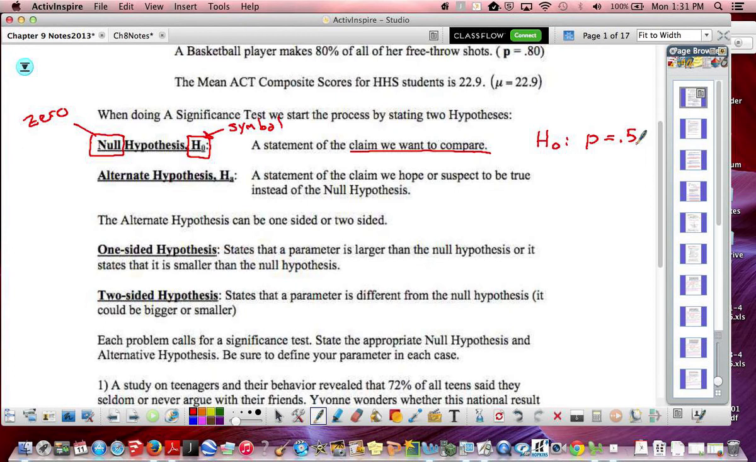Now the alternative, H sub A, that's the symbol for alternative, is a statement or claim we hope or suspect to be true instead of the null hypothesis. So we might suspect, hey, this coin might not be a fair coin. So if we don't think it's a fair coin, then we could say the proportion doesn't equal 0.5. The true population proportion of heads might be 0.55. It might be 0.45. We don't know which direction, hence why we're doing a not equals to.